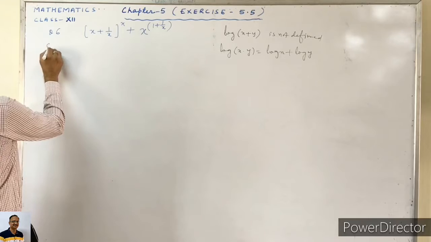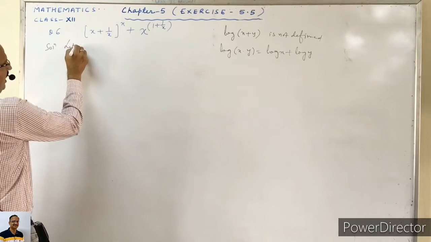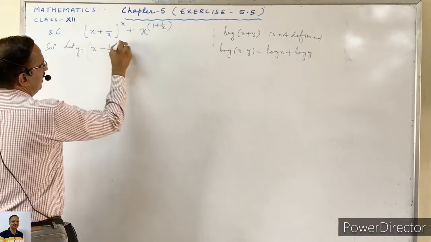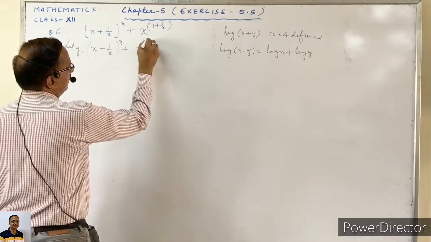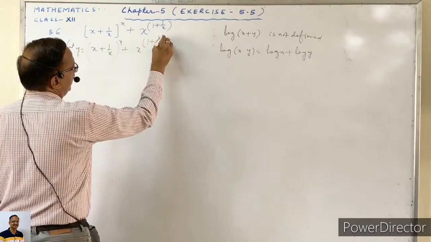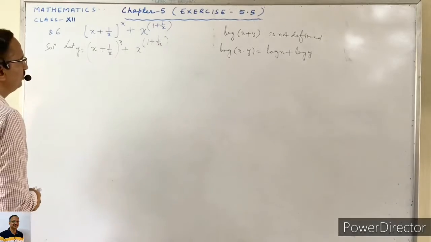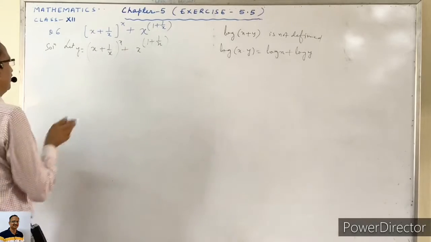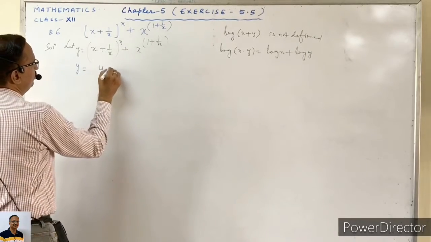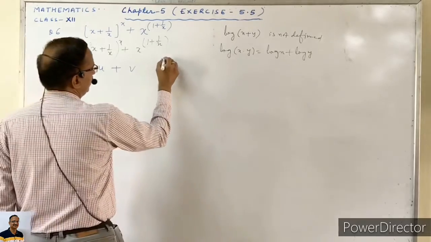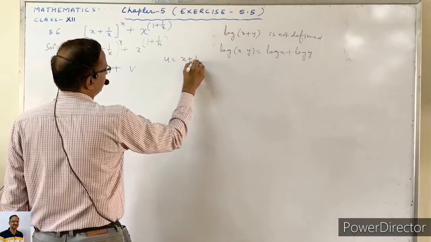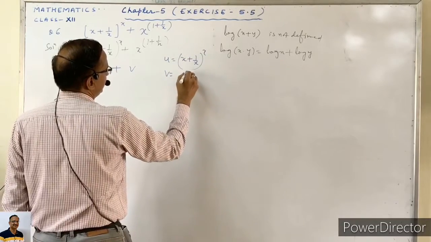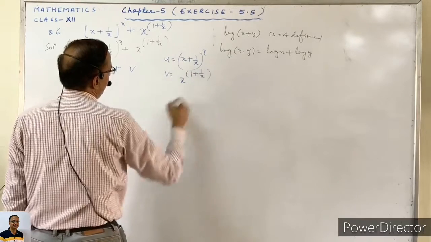Suppose this is y. Let y = (x + 1/x)^x + x^(1 + 1/x). Now we will assume this first function as u and the second as v. So this y can be written as u + v. It means u is (x + 1/x)^x and v is x^(1 + 1/x).